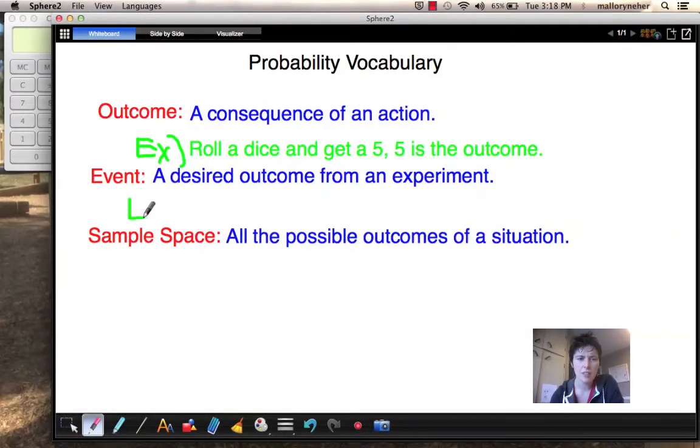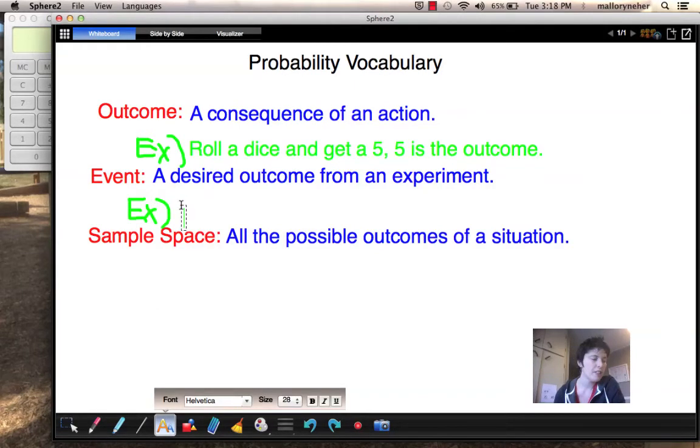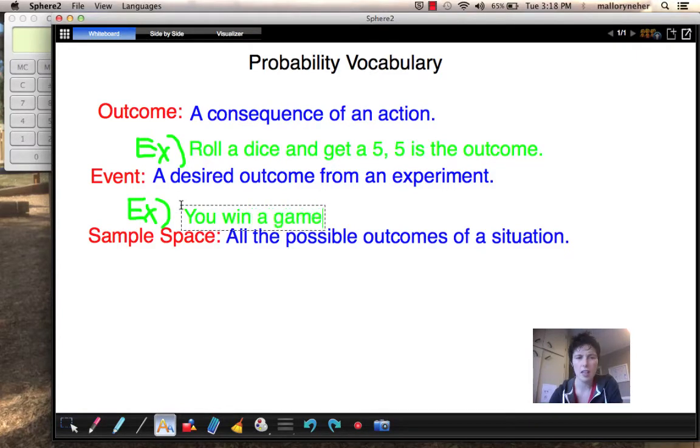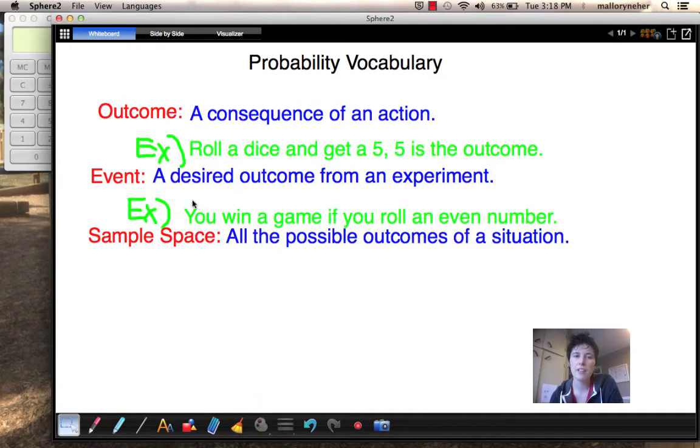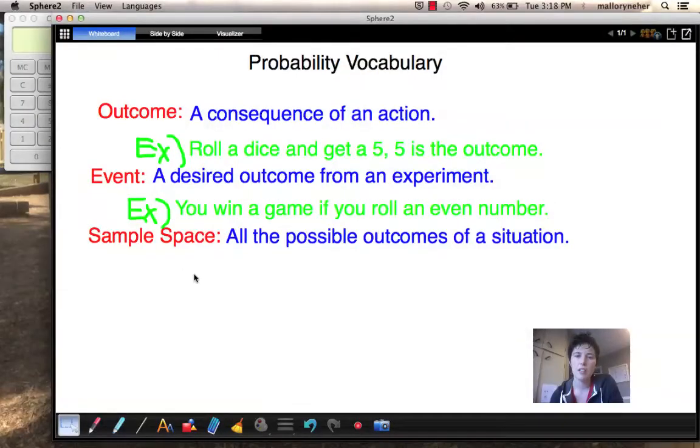Let's do an example of what an event is. An event is a desired outcome, something you want to have happen. For instance, you're trying to win a game, and you win if you roll an even number. Getting an even number is your desired outcome. That's your event. You'll win if you roll an even number.